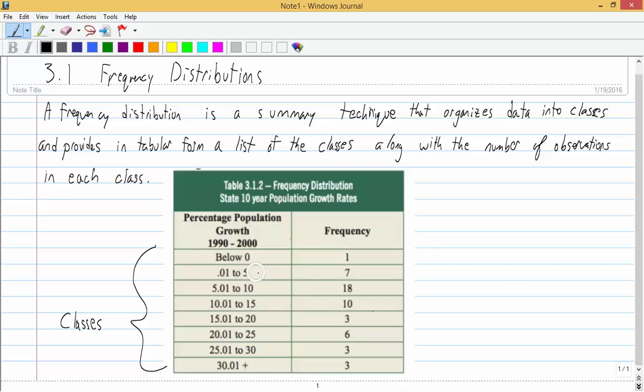So what this means, this number right here, 7, this means that 7 states were between 0.01 and 5 percent. Between 5.01 and 10, there were 18 states. And so this is just a way of summarizing data so that someone else looking at the data would be able to understand it.